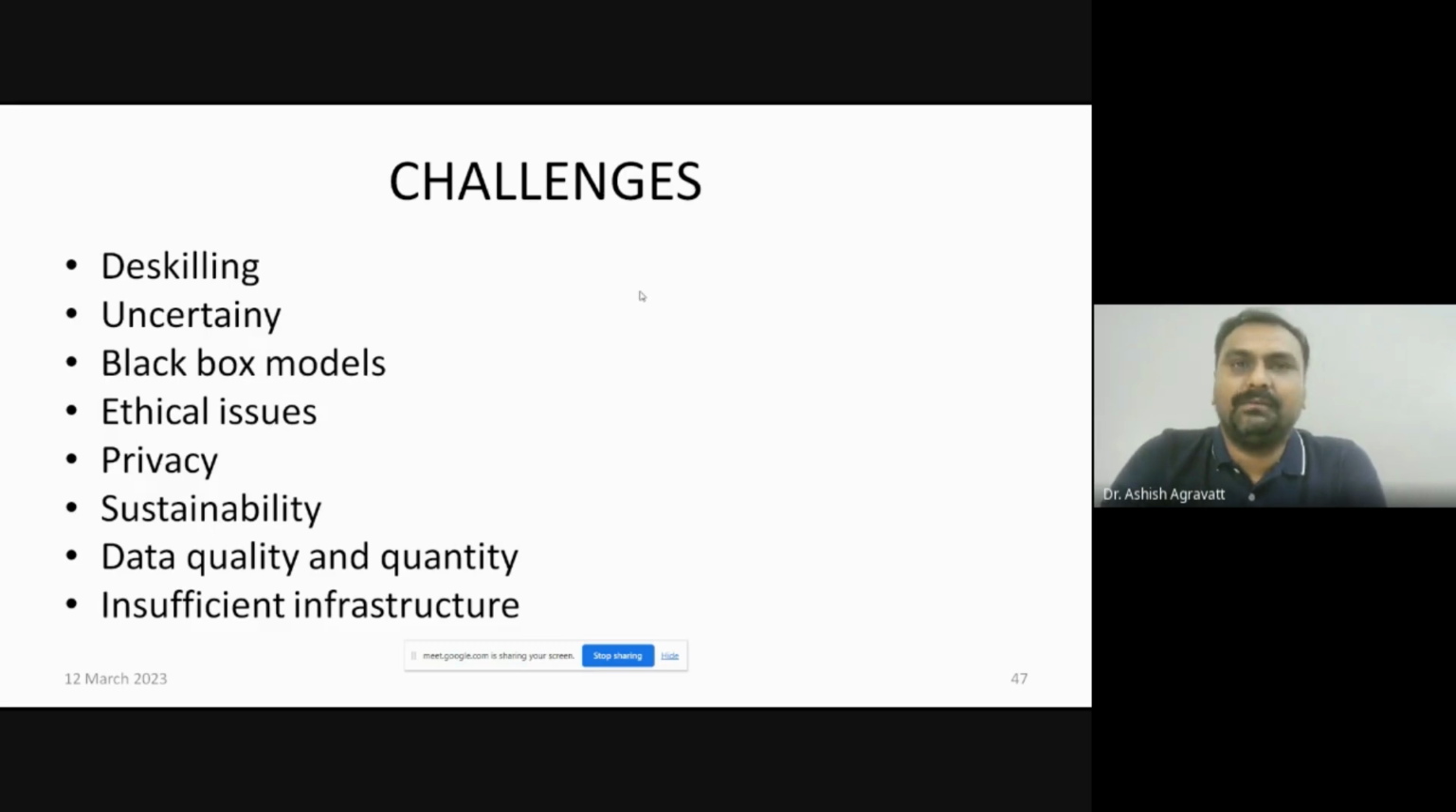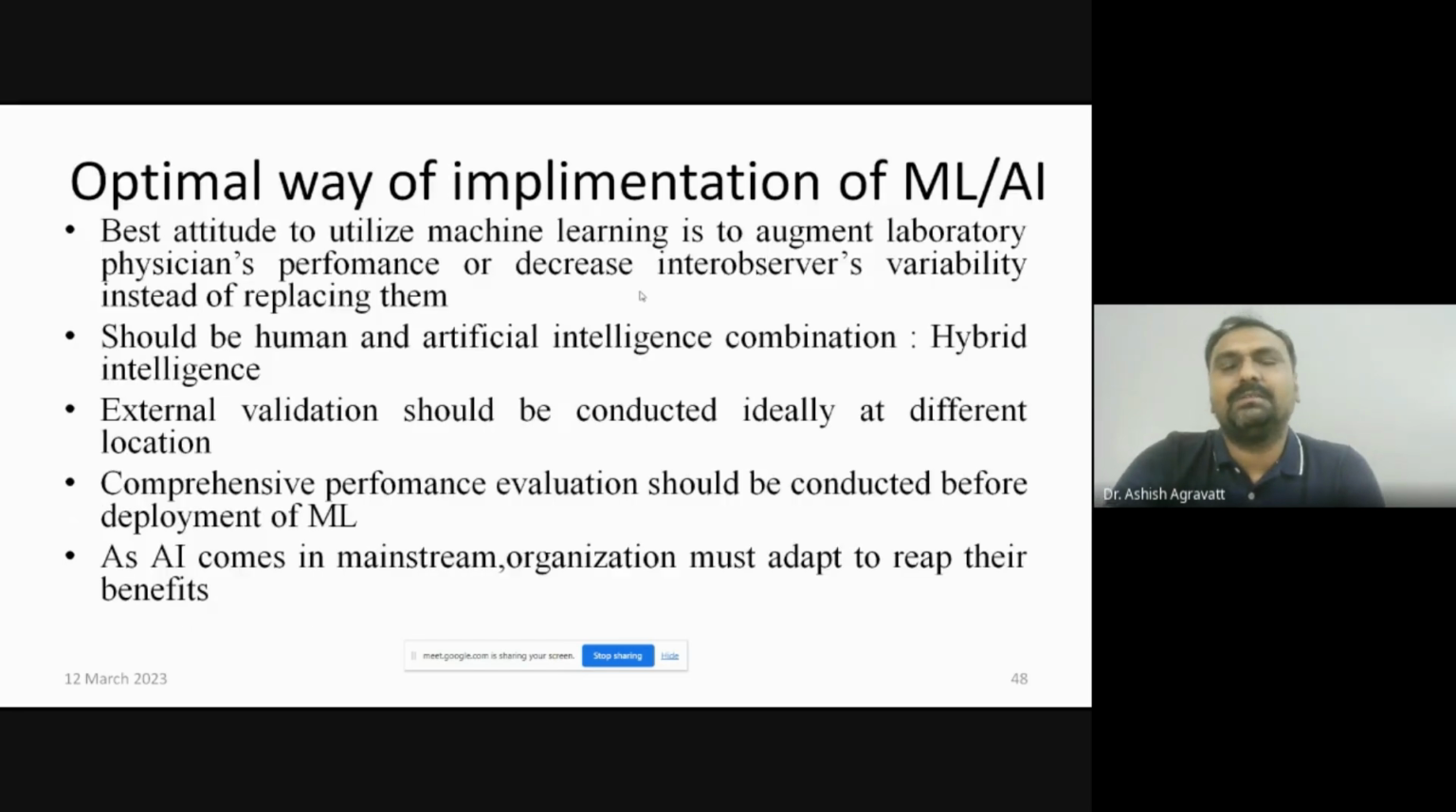Whenever we are training the model, good knowledge of the expert is very essential. If it is not there, data quality and sustainability, which are a very important part of machine learning, suffer. So whenever we are training this model, an expert human is required so that we can get the best outcome. Also, in developing countries, we have insufficient infrastructure. That may be a challenge in our artificial intelligence.